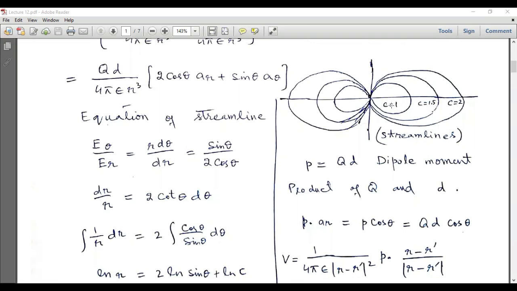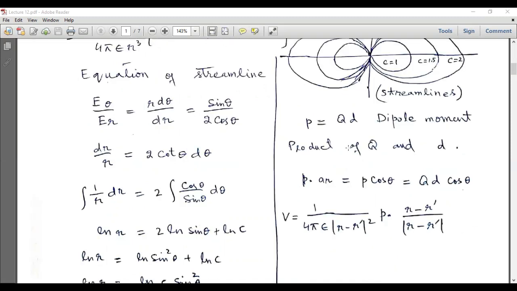So for a value of c equal to 1, we will get such a ring. If we increase the value of c, the radius of this ring will go on increasing, and similarly for negative values of c, we will get such rings over here. And these are the streamlines, right?